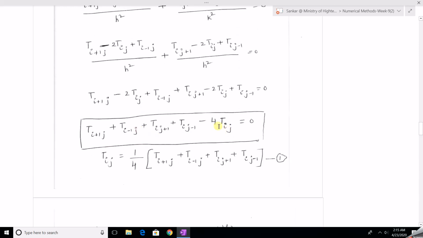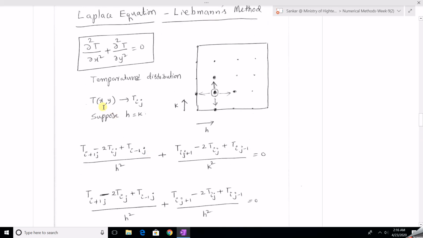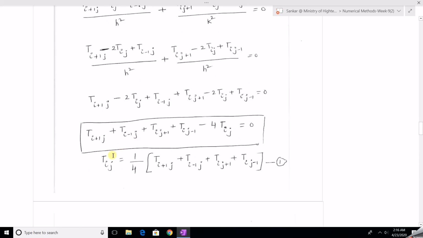And if we solve from this equation, taking these terms to the other side and dividing by 4, Tij is equal to 1 over 4 times (Ti+1,j + Ti-1,j + Ti,j+1 + Ti,j-1). So this is an equation which gives Tij, that is the temperature distribution, the temperature at the point xy. Temperature at xy is denoted by ij, Tij. So this Tij is obtained using this formula.